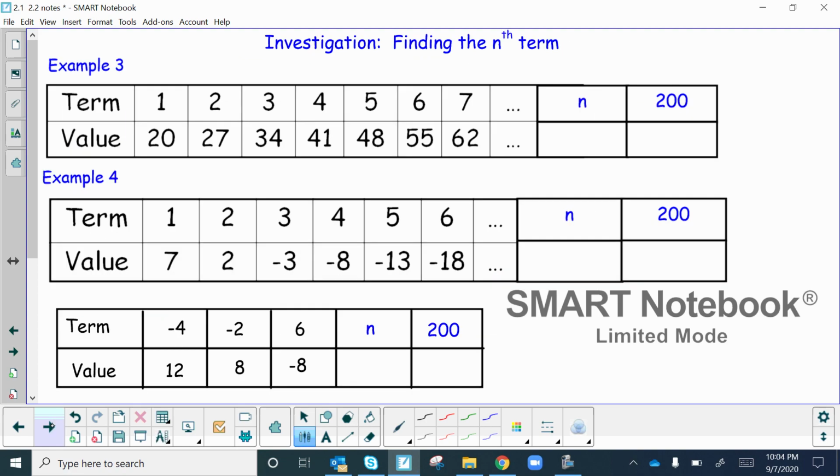All right, let's look at the next one. On the next one, they give us a pattern here.